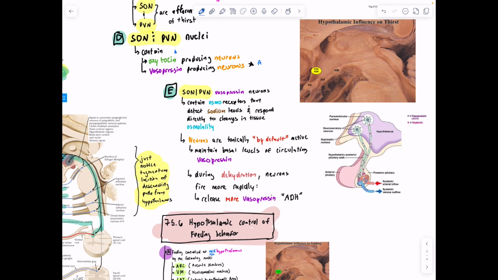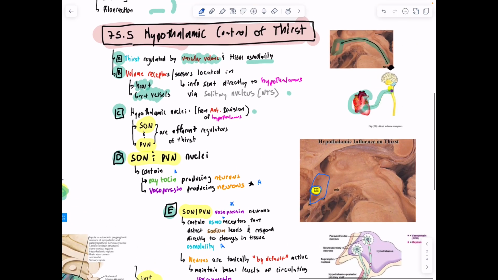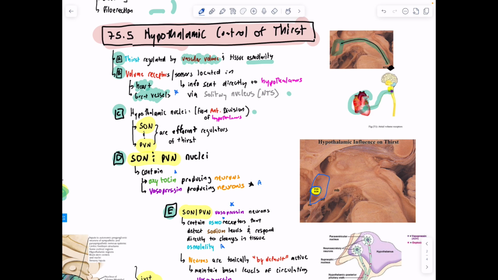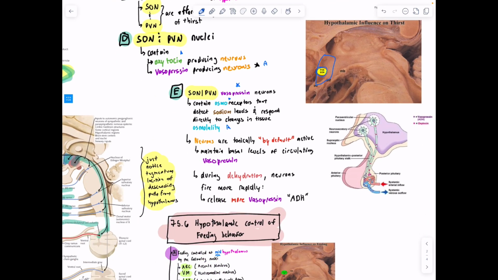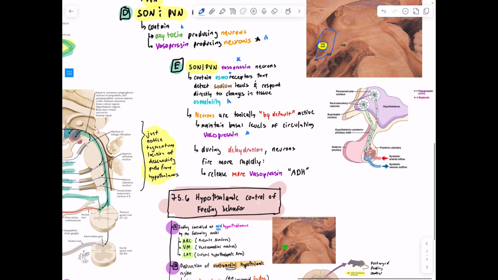So we have these vasopressin neurons in the supraoptic nucleus and paraventricular nucleus of the anterior hypothalamus. They contain additional sensors that detect sodium levels and respond to changes in osmolality, but you also have information coming from the solitary nucleus, from volume receptors located in the heart and the great vessels. These vasopressin neurons are active by default to maintain a basal level of circulating vasopressin, but during dehydration, you're going to produce more antidiuretic hormone, so you don't pee as much. You produce more vasopressin, all right?